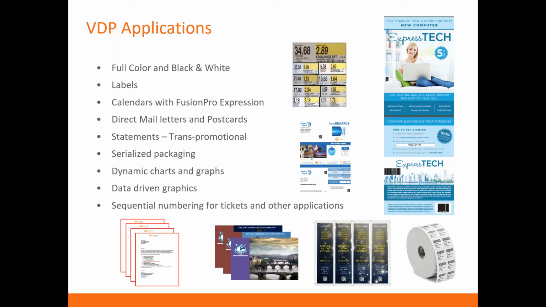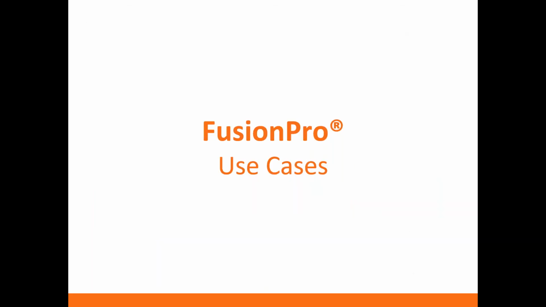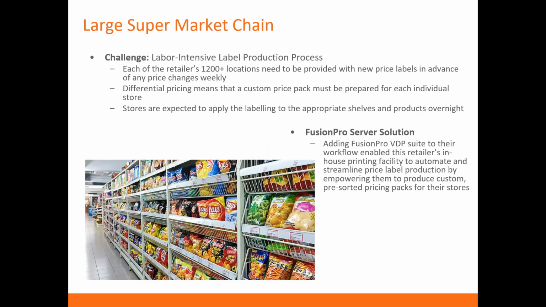An up-and-coming application is serialized packaging. In the pharmaceutical world, they're being held to a very high standard, and one of the latest things that they've got to deal with, it's in Europe right now and coming to this country, is that the packaging is going to need to be serialized. Great way to do that is through Fusion Pro. Documents with data-driven graphics, sequential numbering, et cetera. Okay, so let's jump into our use cases. So the very first one is a large supermarket chain.